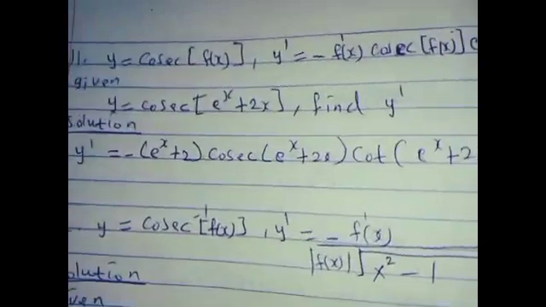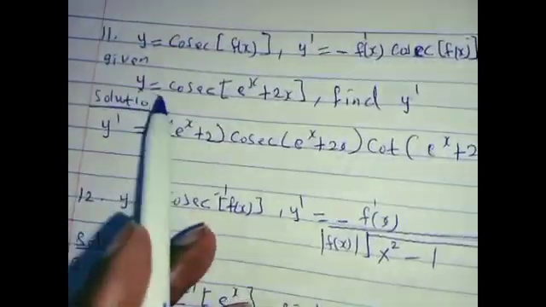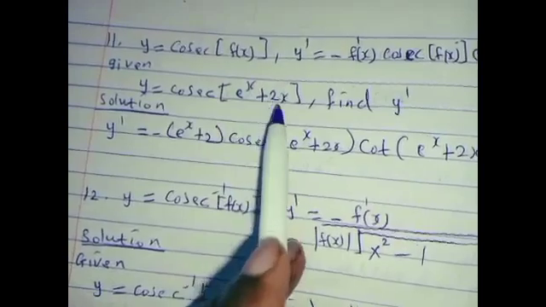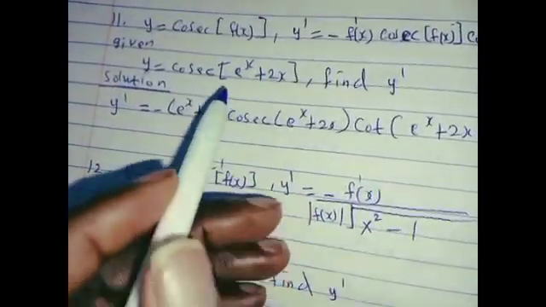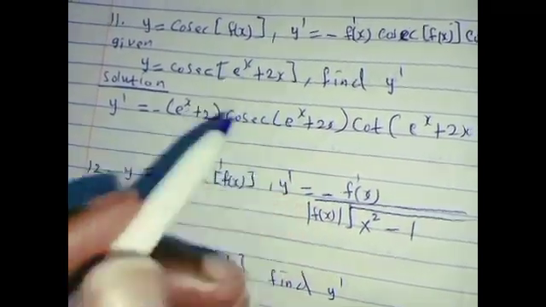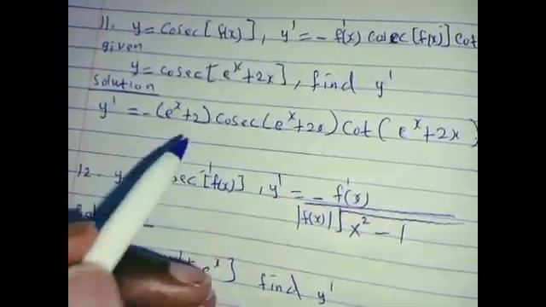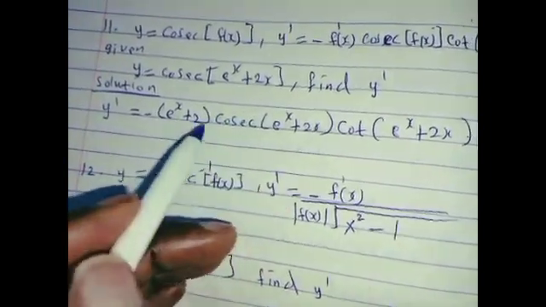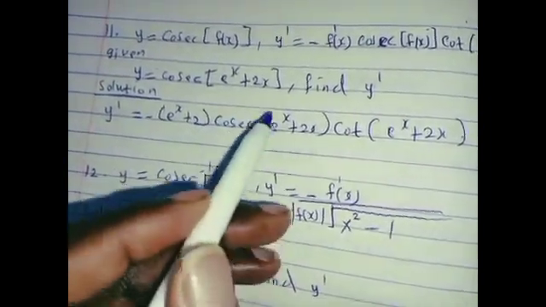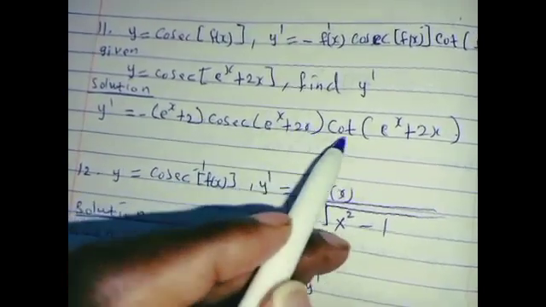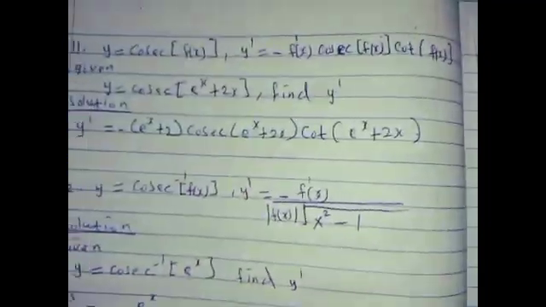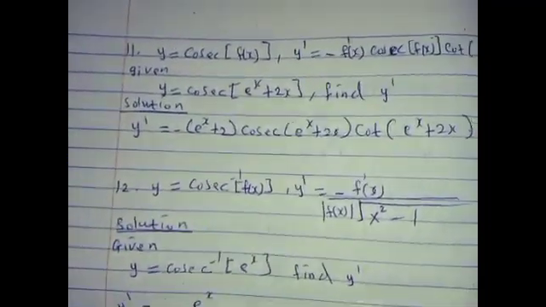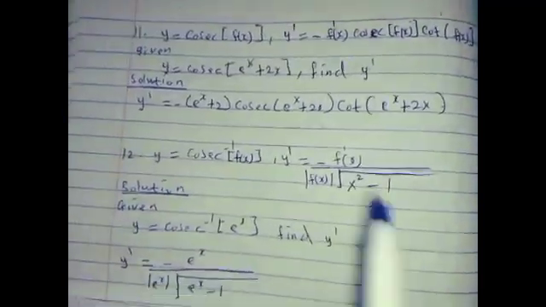So I'm giving you an example here. Given y is equal to cosec of exponential x plus 2x, find y prime. To begin with, you differentiate the function in bracket. Exponential differentiated will remain exponential x plus 2. 2x differentiated is 2, multiplied by cosec of exponential x plus 2x, multiplied by cot of exponential x plus 2x. So that is the result. Very easy indeed, if you understand the concept of what is going on.